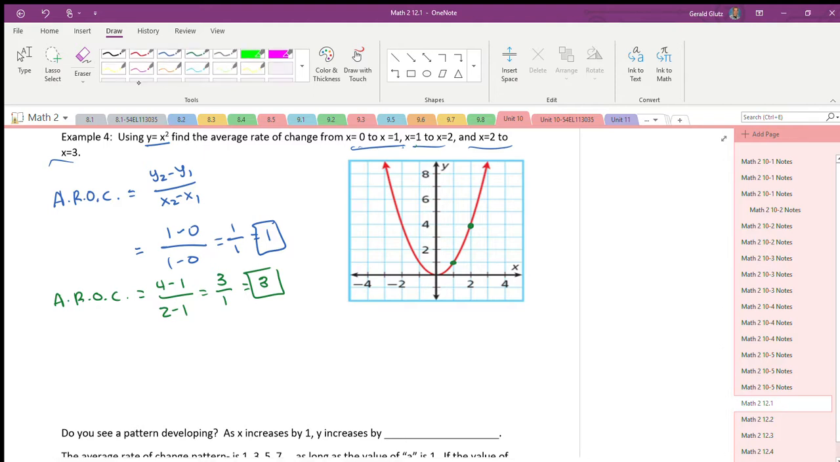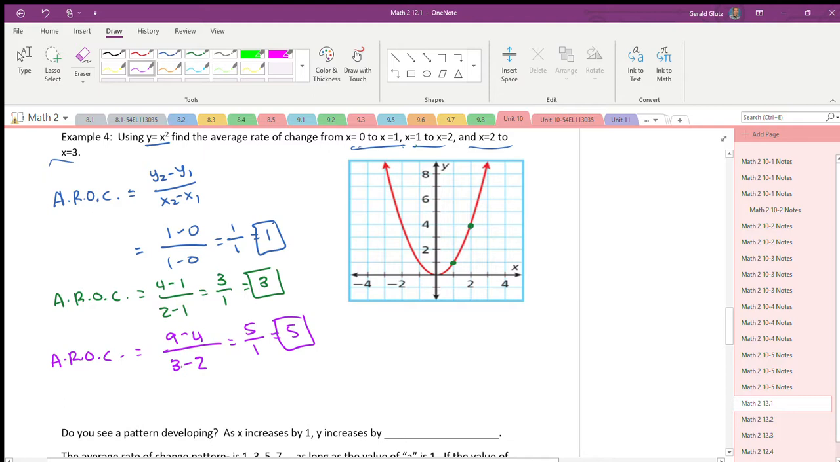And then finally, the average rate of change between where x is 2 and x is 3. So on the bottom, I'm going to have 3 minus 2, and then I plug these two into the equation. So 3 squared is 9 minus 2 squared, which is 4. So 5 divided by 1, which is 5. So the average rate of change between where x is 2 and x is 3 is 5.